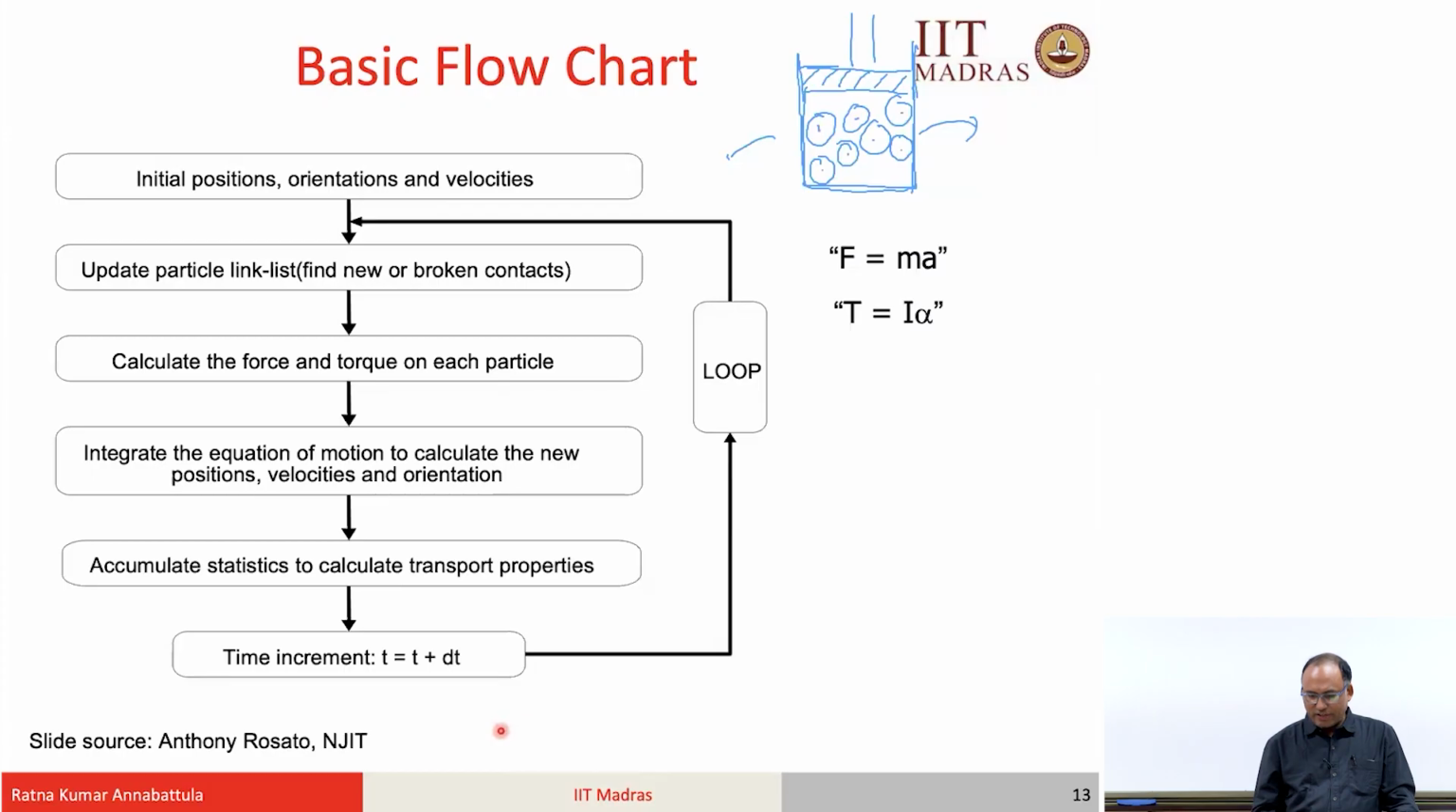So are there any contacts right now? Let us say this is particle 1, 2, 3, 4, 5, 6, 7. So you say that particle 3 is in contact with the wall, particle 6 is in contact with 7, particle 7 is in contact with the wall, right, and no other particles are having any contact, depending upon the distance between these particles.